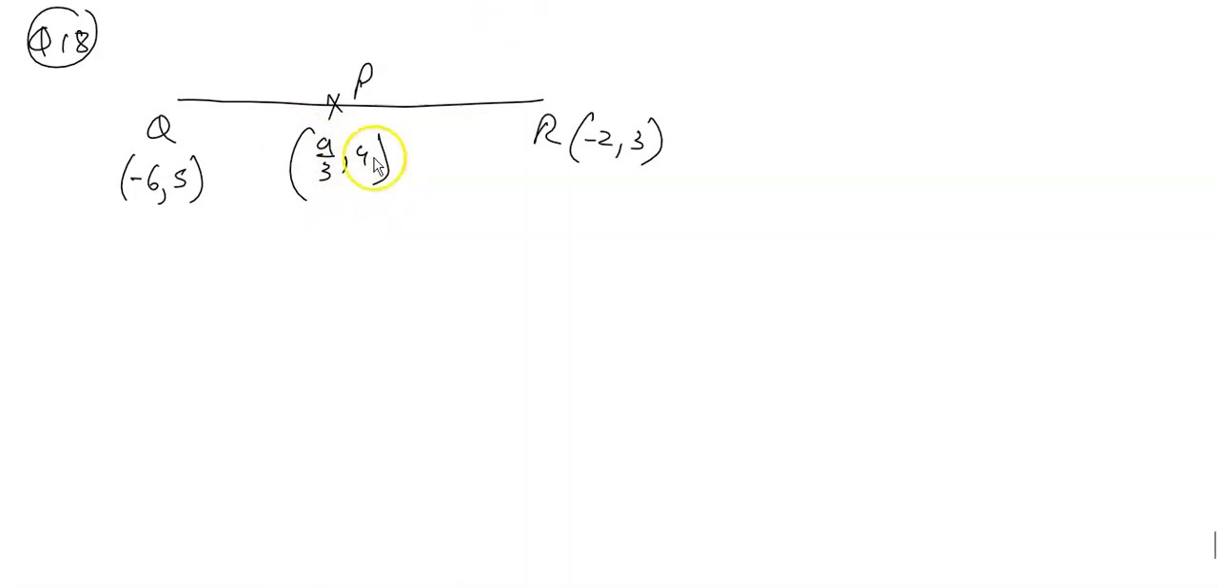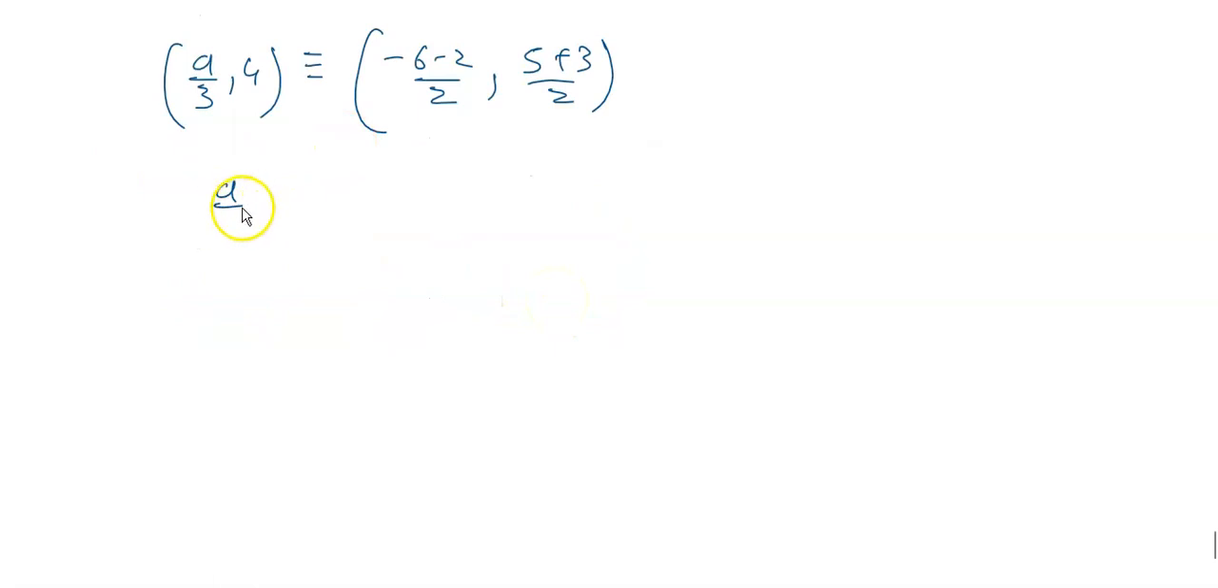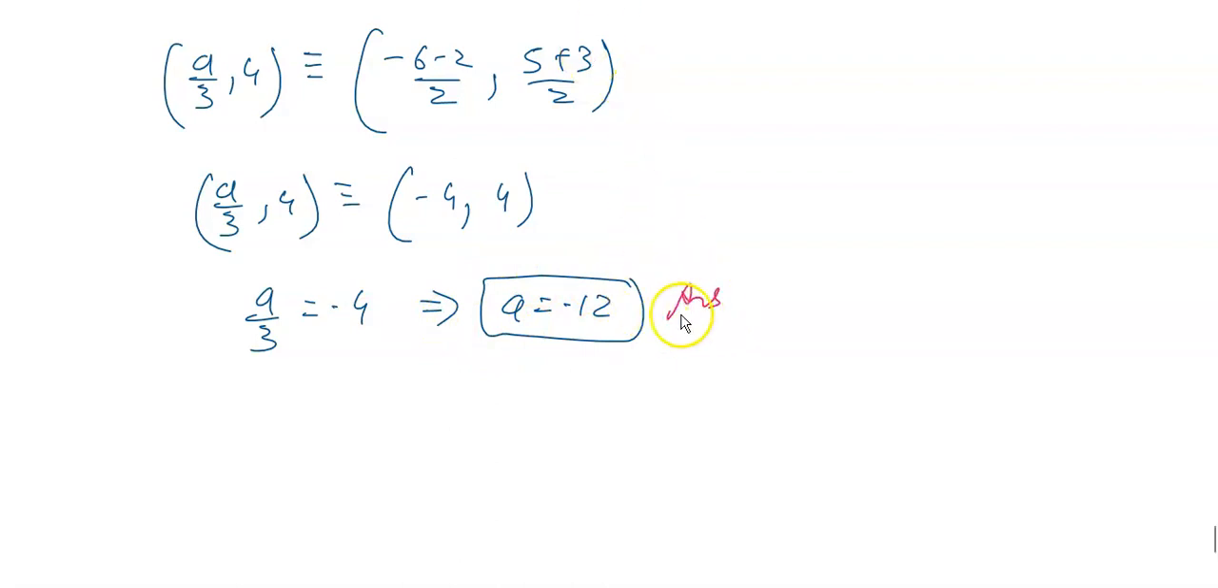So using the midpoint formula, I can write A by 3, 4. That is coordinate of P is equal to x1 plus x2 by 2. So -6 minus 2 by 2 and y1 plus y2 by 2. So this gives A by 3, 4. This is equivalent to -6 minus 2 is -8 by 2 is -4, 4. So A by 3 is equals to -4, which implies A is equals to -12. A equal to -12 is the answer. Option B is the correct answer.